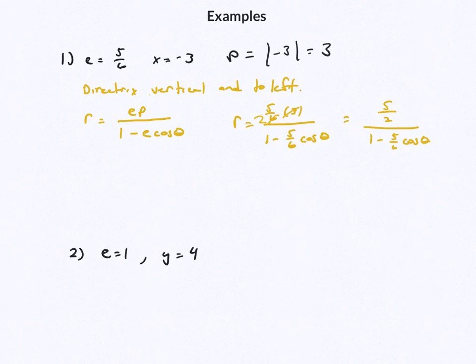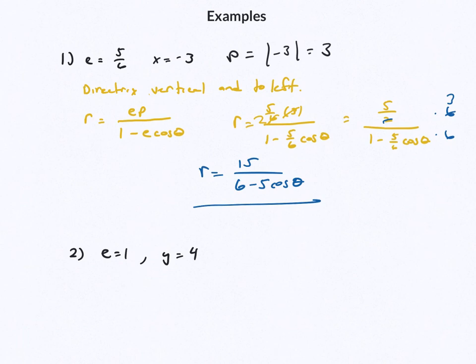So what I'm going to do now is multiply top and bottom by 6. And when I do that, 2 does go into 6 3 times. So in this case, for this one, I'll get r equals 15 over, when I multiply through by 6, 6 minus 5 cosine theta. And there would be the equation for this ellipse on this particular problem.